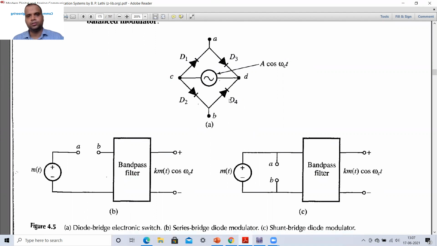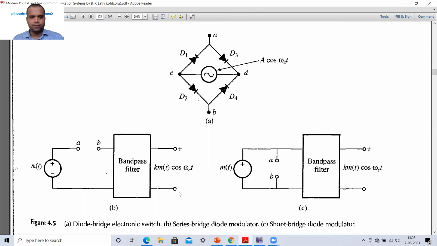The same principle you can apply. So basically I will be using this circuit B. This is the first circuit, where you can see that we have a diode bridge electronic switch. The second one is the series bridge diode modulator. So I am going to use this series bridge diode modulator.